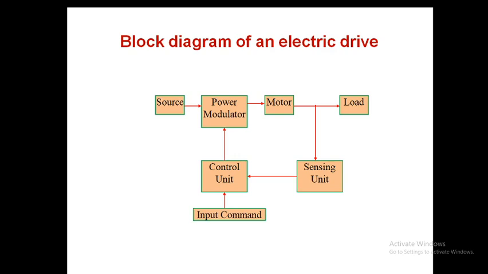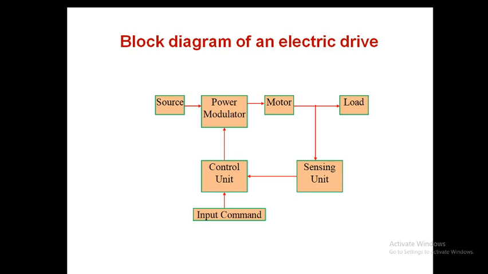If your load requires 1000 rpm speed, you need to give the input command as 1000 rpm. Like a home application such as a fan, which runs with three speeds on the regulator. By setting that, you get a certain speed. That input command is here the fan regulator knob.